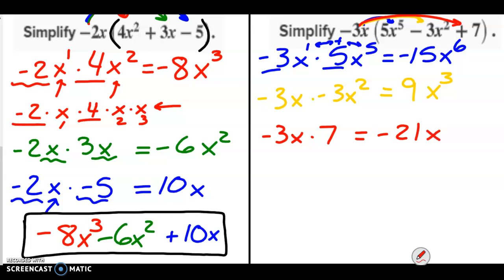And then again, we go ahead and put this into standard form, which if we recall from yesterday, was that biggest degree is first on through the next biggest until you got the smallest degree term at the end. So we have negative 15x to the 6th plus 9x cubed minus 21x.